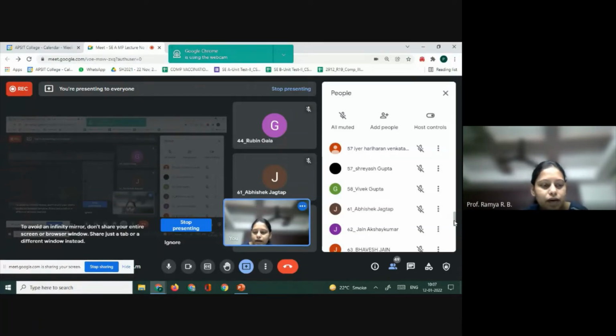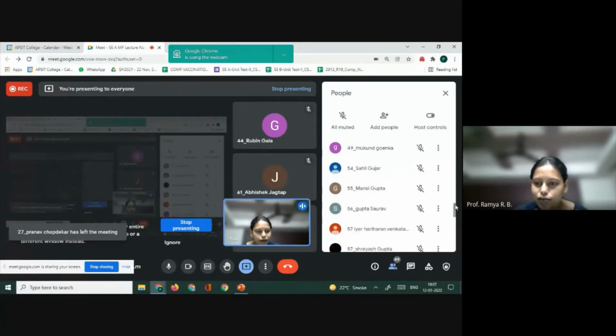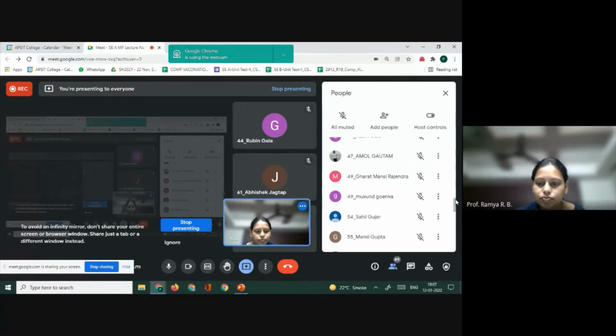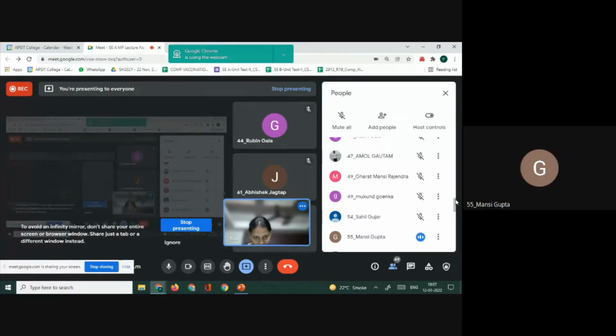What is meant by memory unit with respect to 8085 and 8086? Shreyash Gupta, in relation to 8085 and 8086, when I say memory, what is meant by that? Which memory am I talking about? Shreyash Gupta, roll number 57. Shreyash, are you there or should I mark you absent? No. Mansi Gupta.